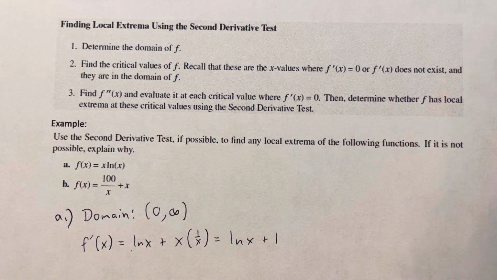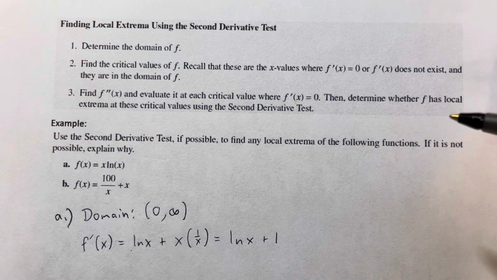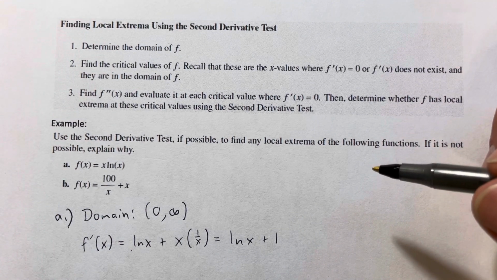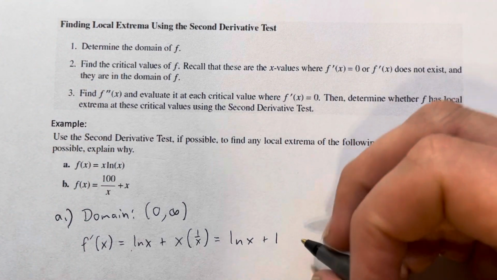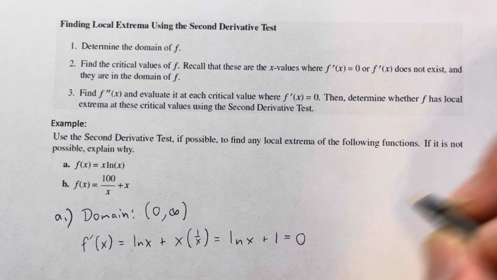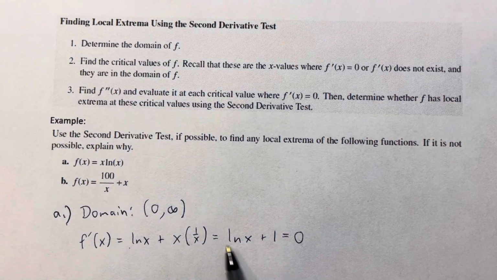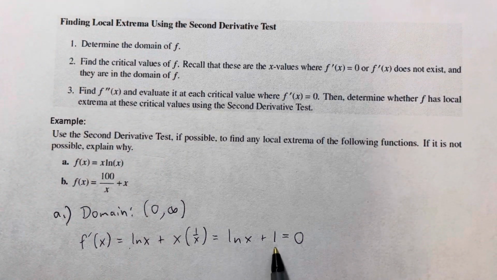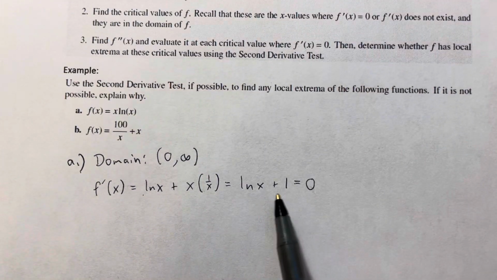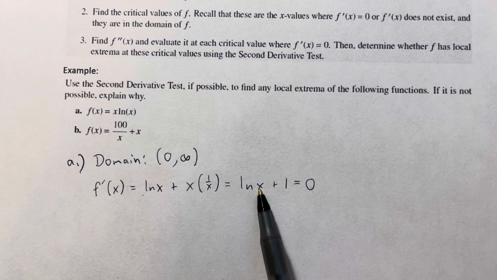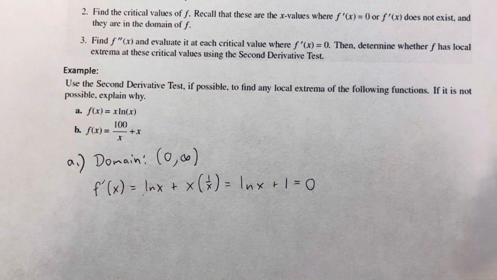So here, if I'm going to try and find critical values, I need to solve this for x, setting it equal to 0 first. Now, I also need to consider where this thing is not defined. It's not defined for any negative real number or 0, because again, we have that natural log. But none of those values are found in the domain of the original function. So even though we have infinitely many places where this is undefined, none of them can be critical values because they don't belong to the domain of the original function.